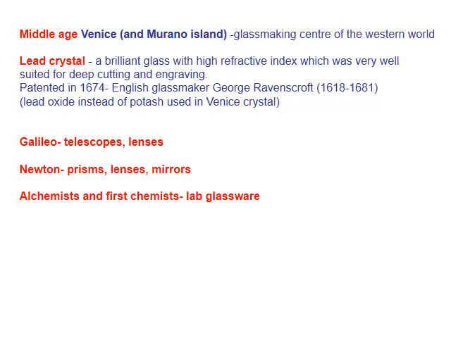Going further in time, in the Middle Ages, the glass-making center of the Western world was established in Venice and Murano Island. Even today, tourists in Italy can visit glass-making ateliers in Murano. It's a nice place to visit.